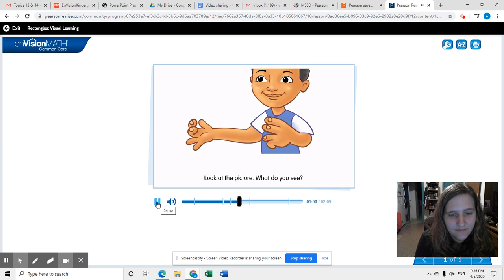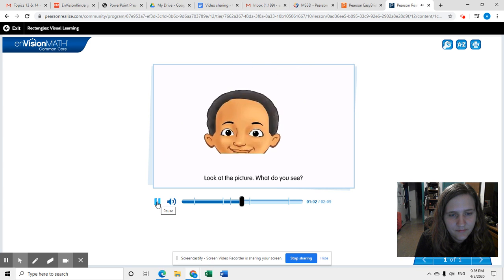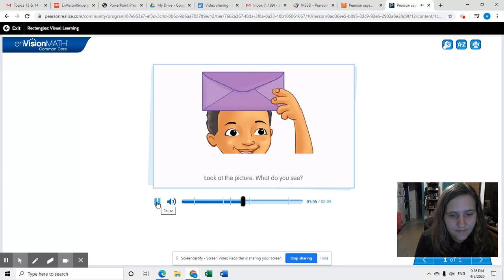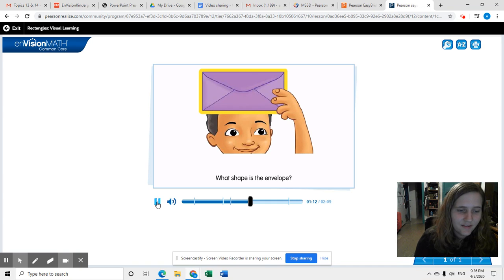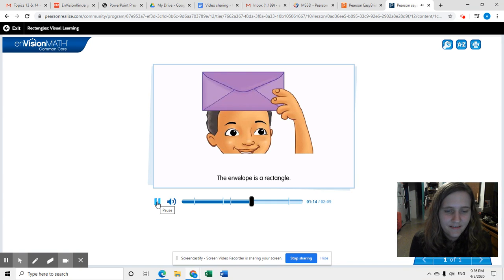Look at the picture. What do you see? There is a person holding an envelope. What shape is the envelope? It's a rectangle, you're correct. The envelope is a rectangle. How do you know? It has 4 sides and corners. The opposite sides are the same size.